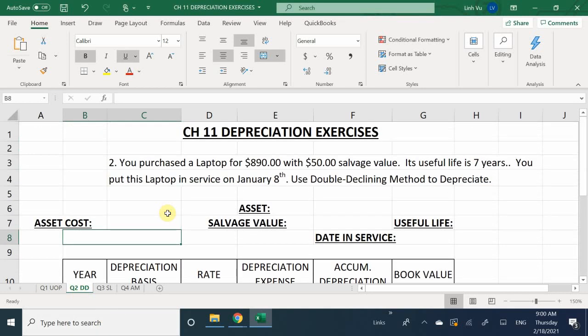Okay. Let's move on to double declining. Number 2, you purchase a laptop for $890 with $50 salvage value. Its useful life is 7 years. Wow, that's a long time for a laptop. And then you put this laptop into service on January 8th. Use the double declining method.